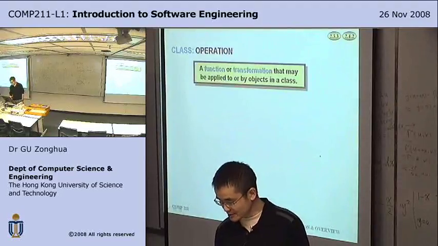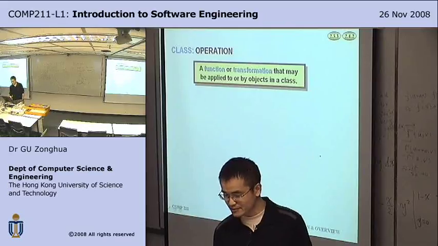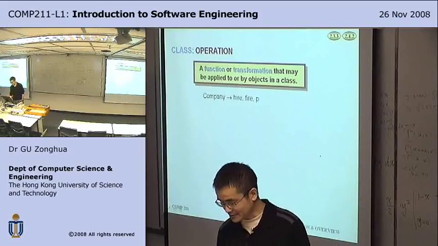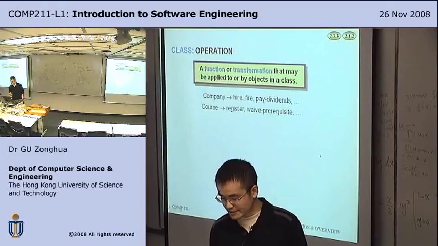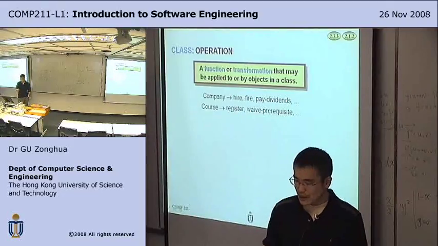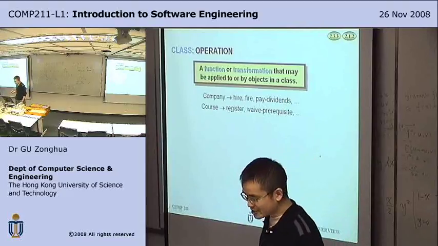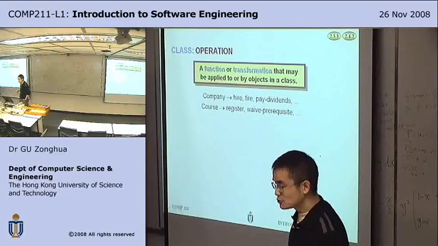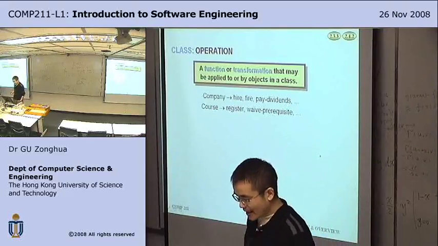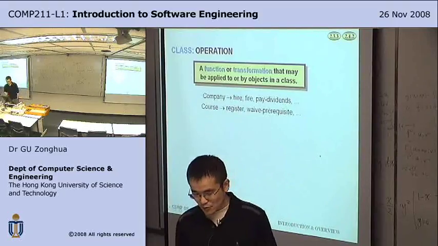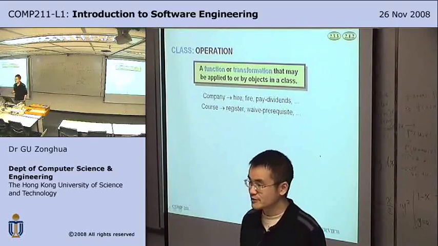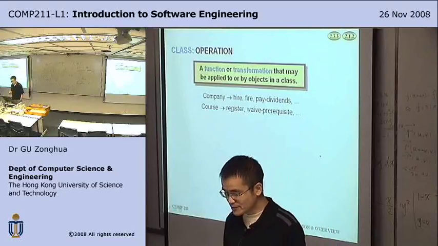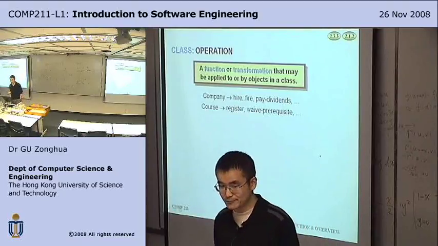So operation is a functional transformation that may be applied to or by objects in a class. Say company pay dividends. That's the operation done by a company to the shareholders. And course register, that's the operation done to the course by a student, right? So it could be applied to or by objects.